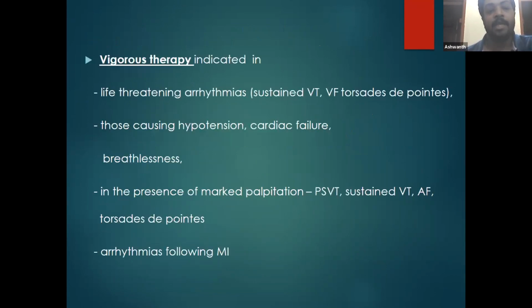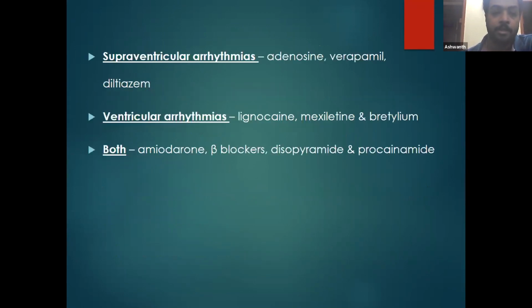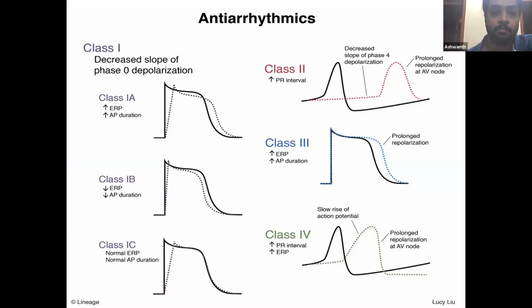Vigorous therapy is indicated in life-threatening arrhythmias, those causing hypotension, cardiac failure, breathlessness, or marked palpitation as seen in PSVT, sustained VT, AF, torsades de pointes, and arrhythmias following MI. For supraventricular arrhythmias, drugs of choice are adenosine, verapamil, and diltiazem; for ventricular arrhythmias, lignocaine, mexiletine, and bretylium. In case of both, amiodarone, beta blockers, disopyramide, and procainamide.